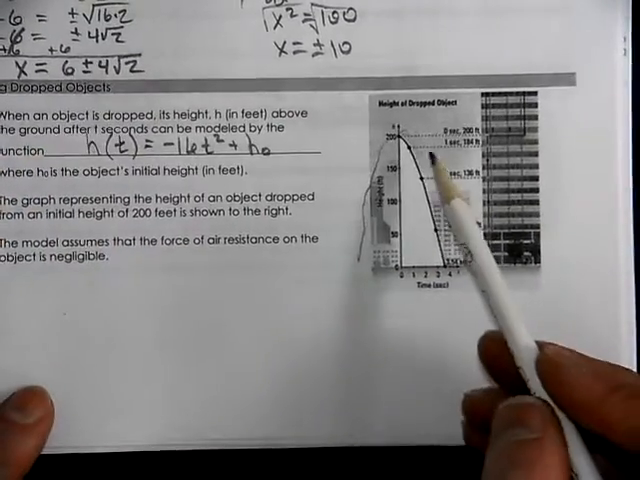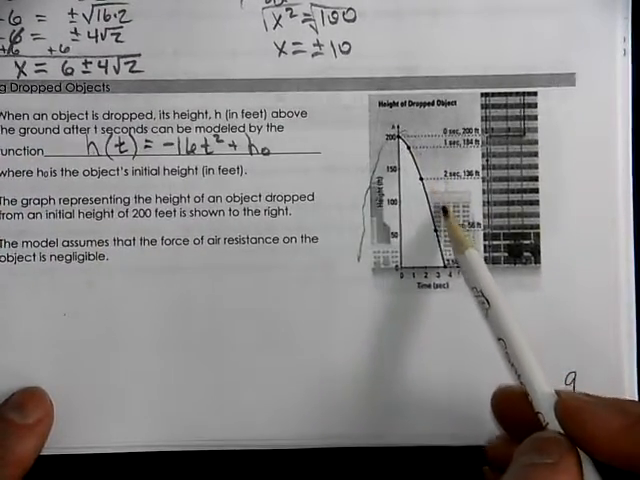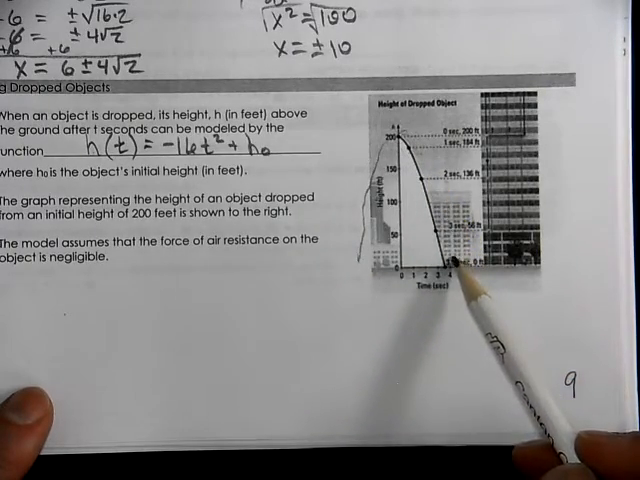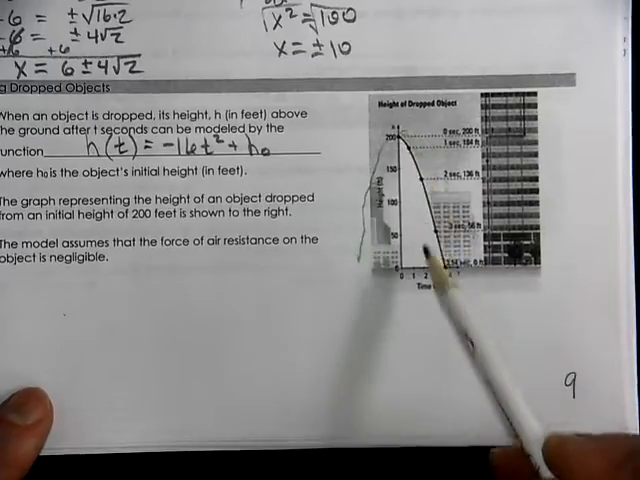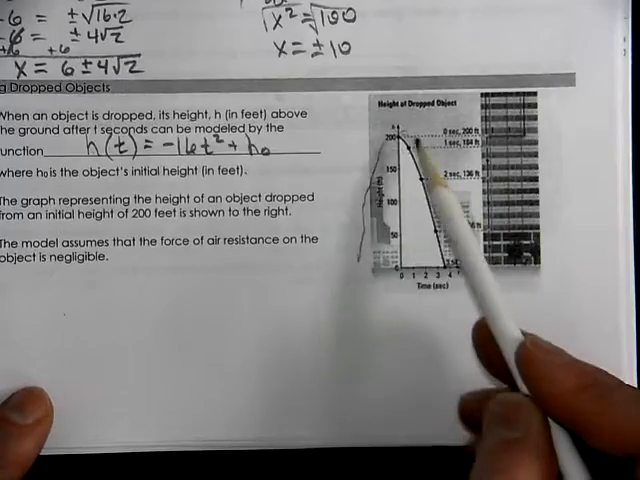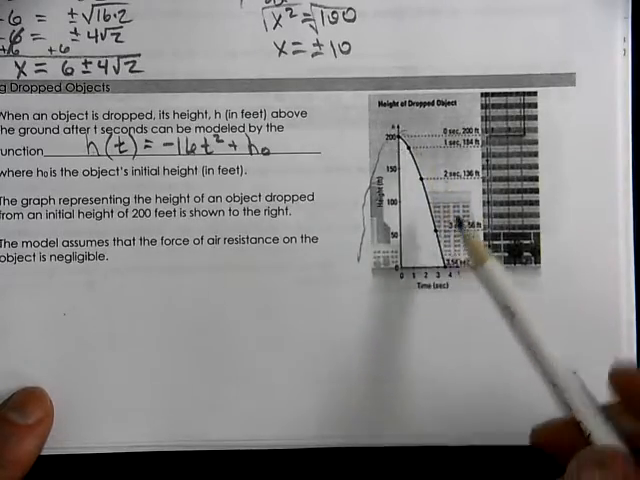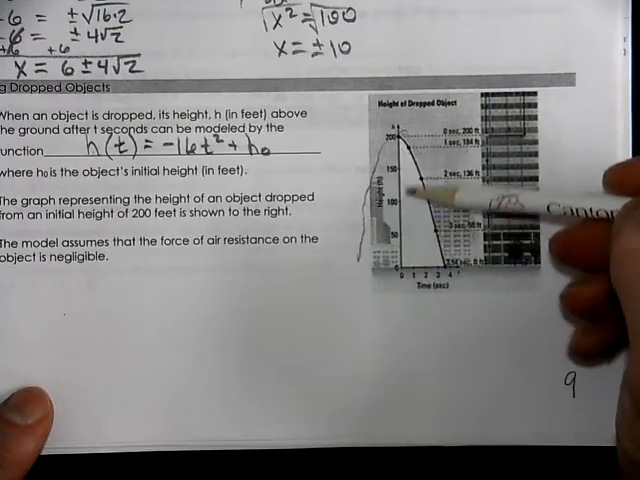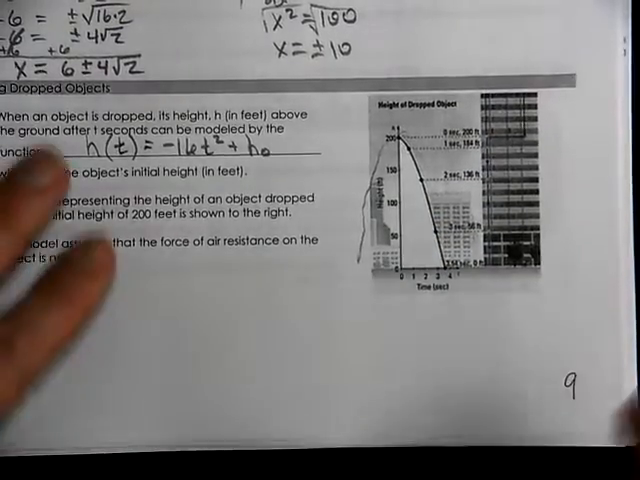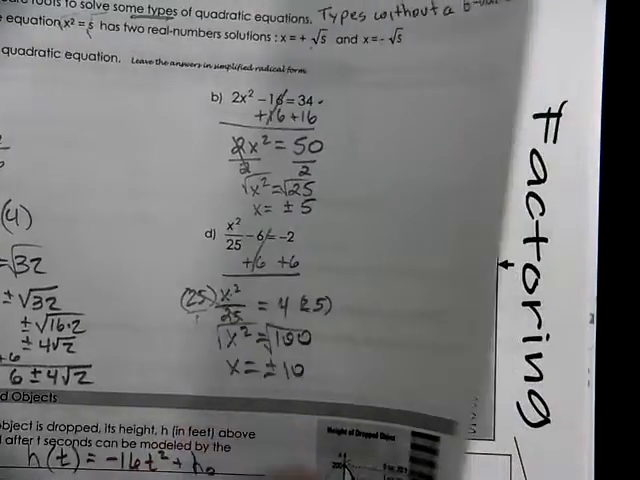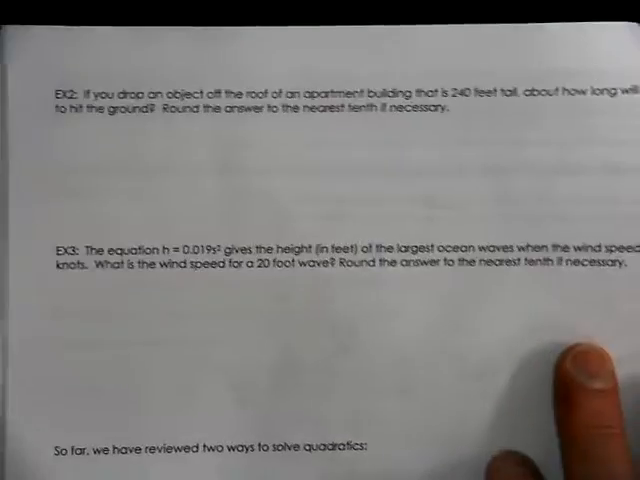When you look here, this is not the path of the object. The object is not getting farther away from the building. In terms of time, when time gets further out, the object is getting closer to the ground, where in reality, the object is dropping straight down. Flip our page, and let's try one.